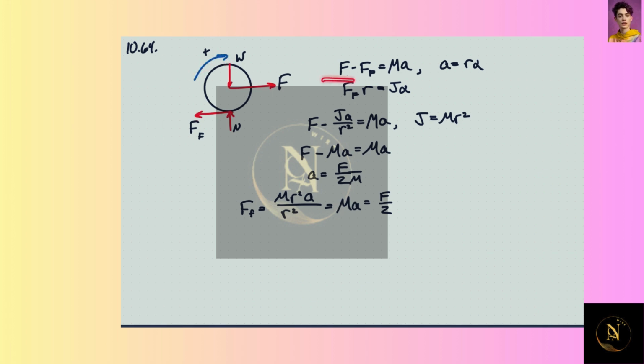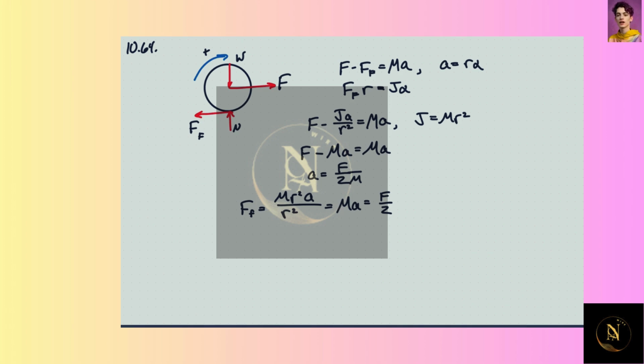A force balance in the horizontal direction says that F minus the friction force equals the mass times the acceleration. Rolling without slipping says that A equals R alpha. And then taking moments about this point, we just have F times R is the only moment about that point, because all the other forces act through that point, and that equals the mass moment times the angular acceleration.